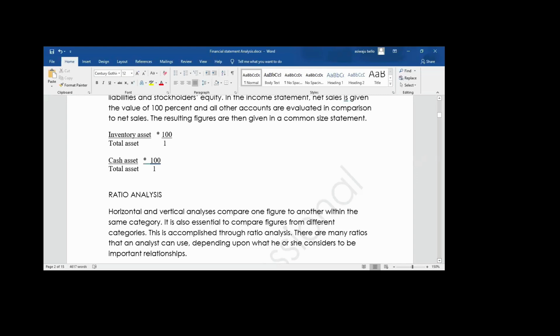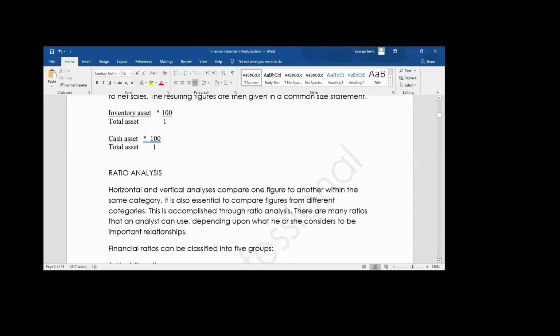It is also important to compare figures from different categories. This is accomplished through ratio analysis. Ratio analysis allows the financial analyst to compare figures across different categories.